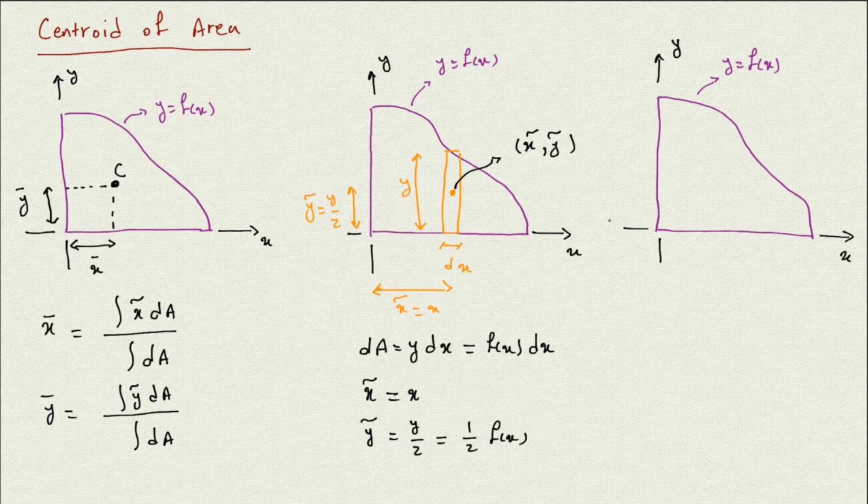The other choice I have, so I can calculate both x bar and y bar with this element. I might choose to go ahead and choose the horizontal element rather than the vertical element. So assume I'll go ahead and choose the horizontal element like that.